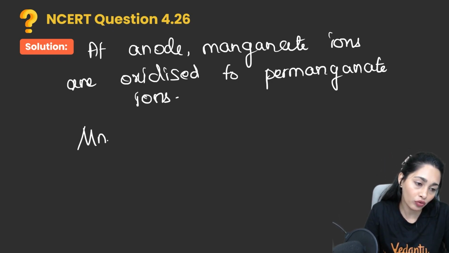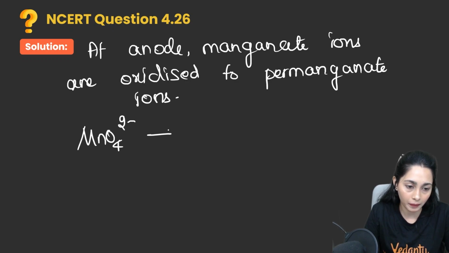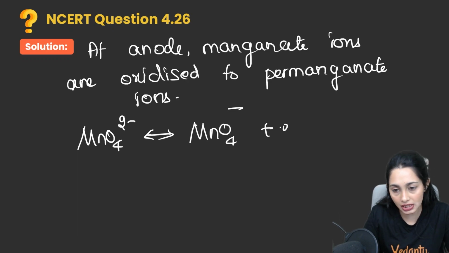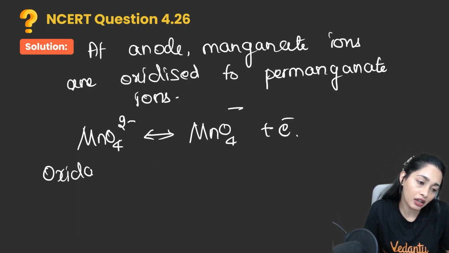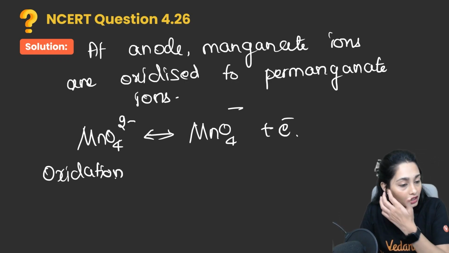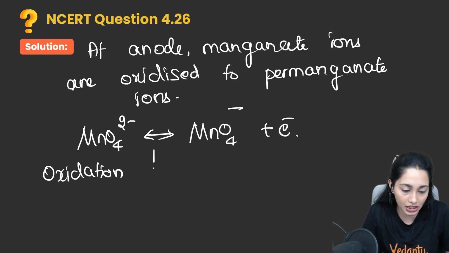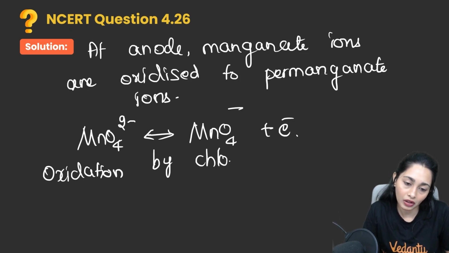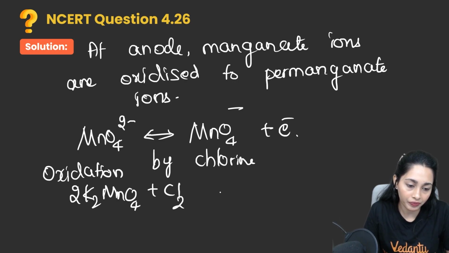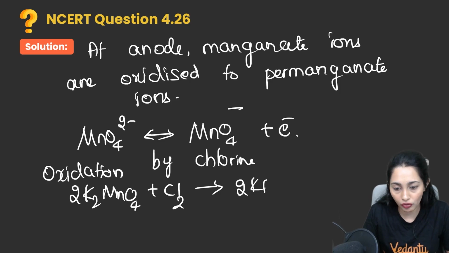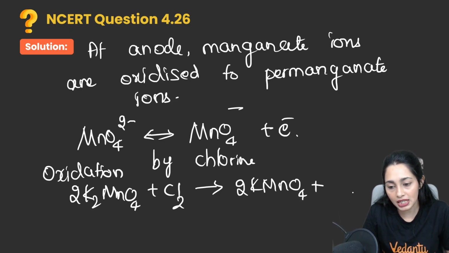Okay. MnO4 2 minus will be oxidized to MnO4 minus, and 1 electron will be removed. So if chlorine is used as an oxidizing agent, oxidation by chlorine, what is the reaction that is involved here? 2K2MnO4 plus Cl2 gives 2KMnO4 plus 2KCl.